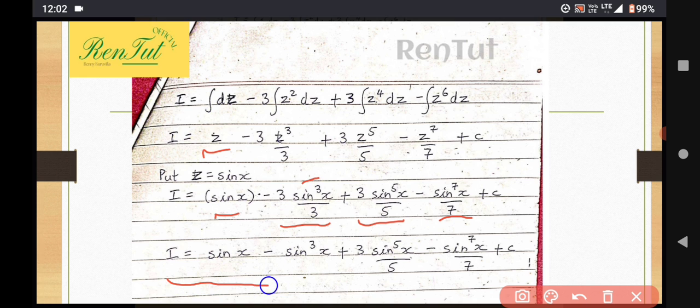I is equal to sin x minus sin cube x plus 3 sin x raised to 5 divided by 5 minus sin x raised to 7 divided by 7 plus c. That is your final answer. So we have completed this.